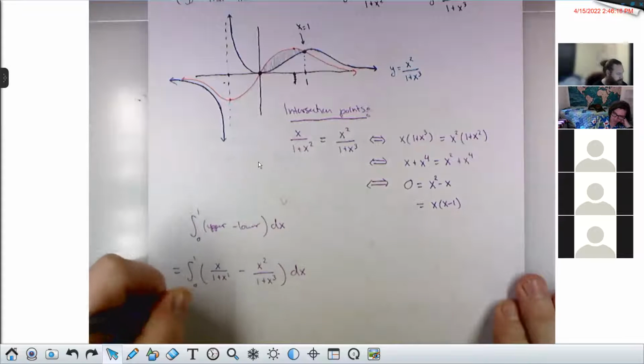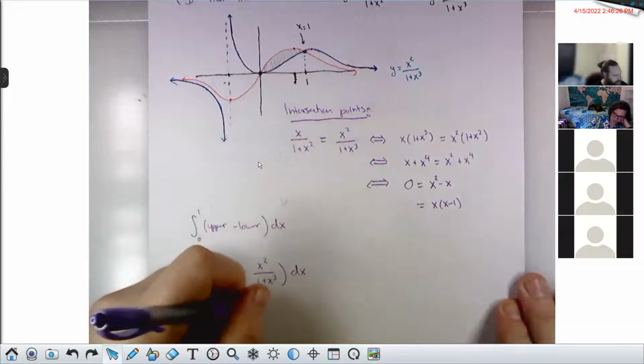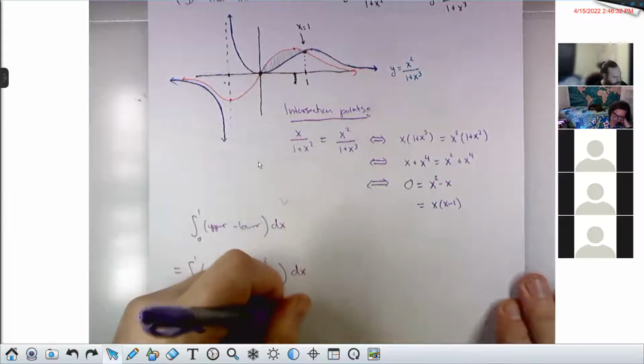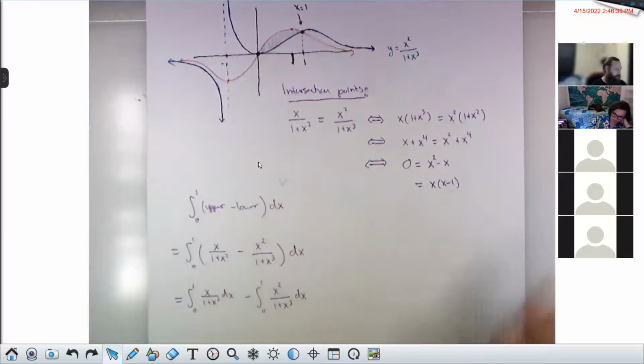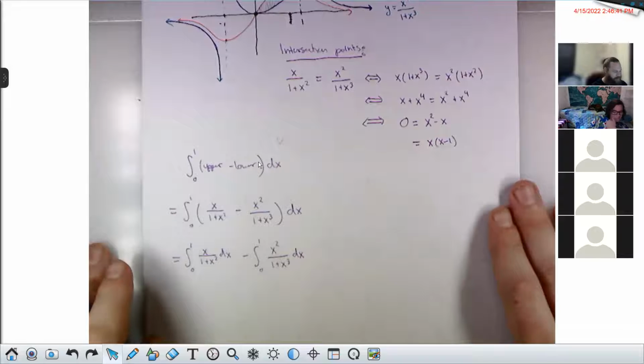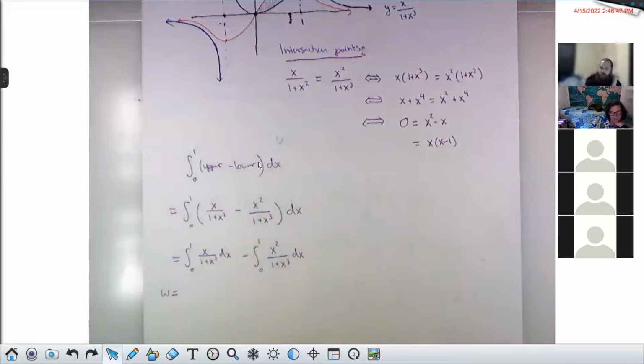And like the previous one, these are each going to require a different substitution. So I'm going to split this up as the integral of x over 1 plus x squared dx minus the integral from 0 to 1 of x squared over 1 plus x cubed dx. And maybe for fun, I'll use w and z here for my substitution variables. So in the first one, what would I substitute for w in the first integral? X.